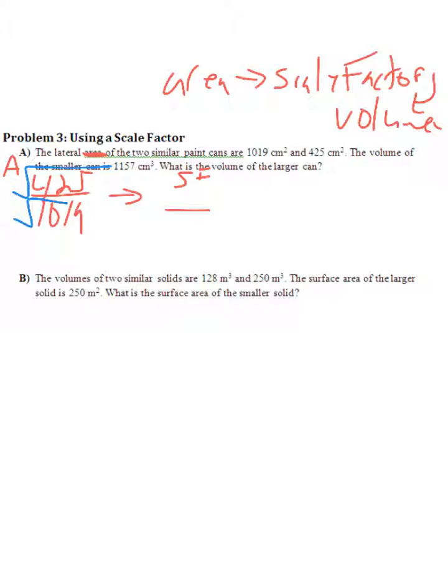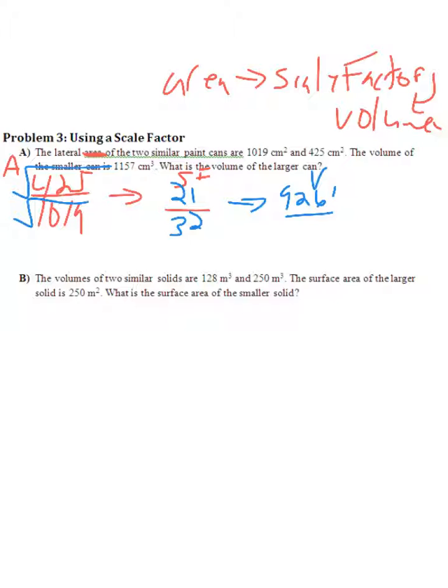Now, we're not going to get very good numbers, but we're going to round to the nearest whole number to make things easier. The square root of 425 is going to round to about 21. The square root of 1019 is going to round to about 32. Okay, so this is going to be our scale factor ratio. Then from there, I need to go to my volume ratio. Well, to go from scale factor to volume, I'm going to cube everything. So if I take each one of these cubed, 21 cubed is 9261.